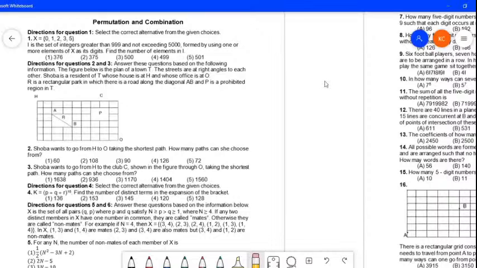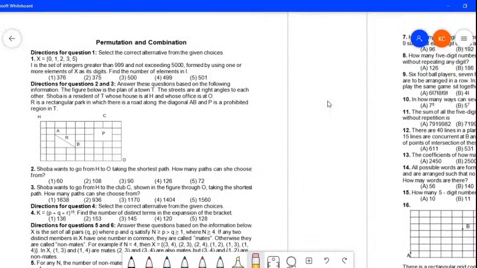So let's begin with solving permutation combination questions. We have question number 1 here. We have to find 4-digit numbers not exceeding 5,000 formed using one or more digits of X as its digits. X is a set which has digits 0, 1, 2, 3, 5.